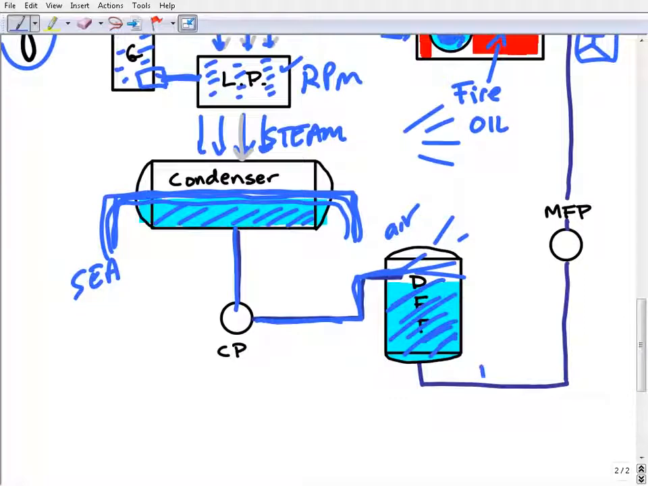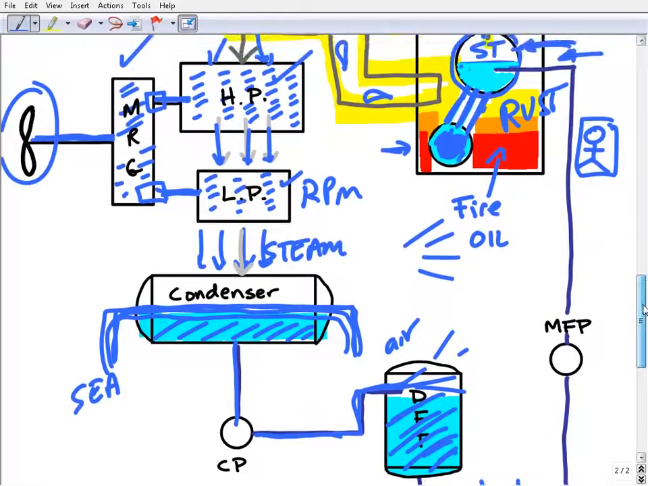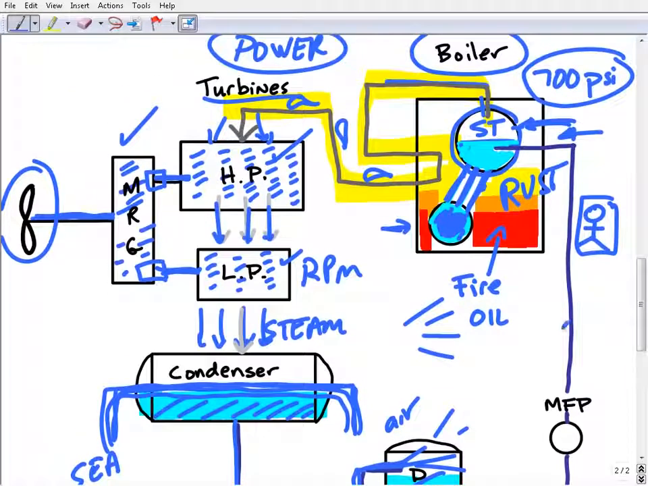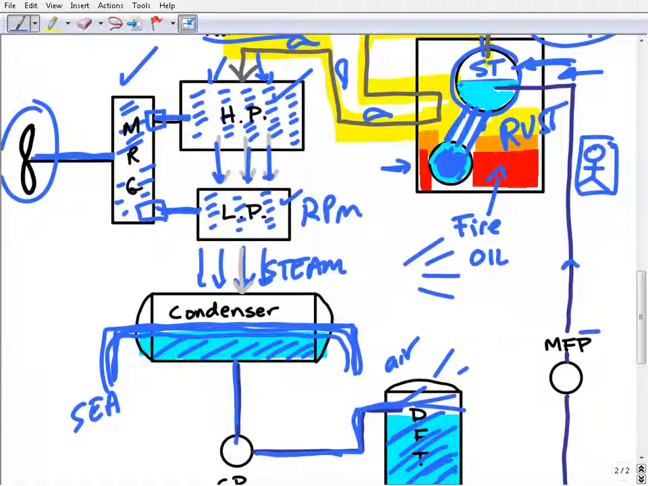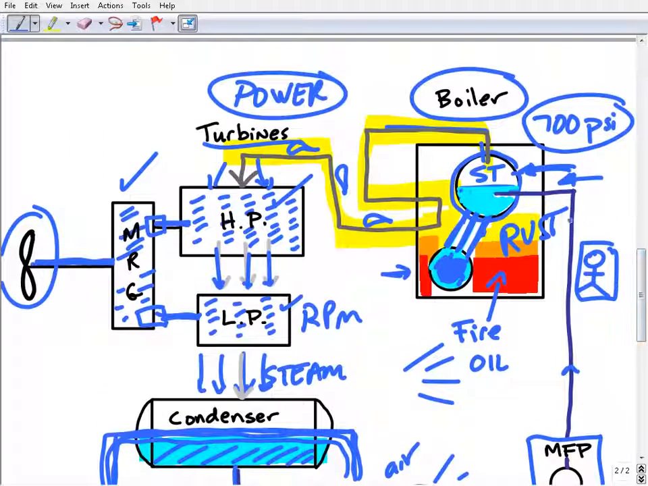And then we treat it with chemicals, getting this feed water just right. Then here we have our main feed pump. These are big, huge pumps, by the way, that take this water and fill our steam drum. This is our water that floats down into our water drum, and the process repeats.